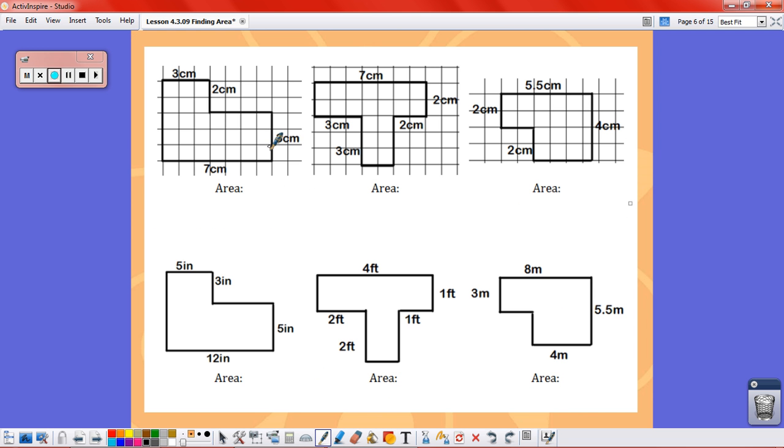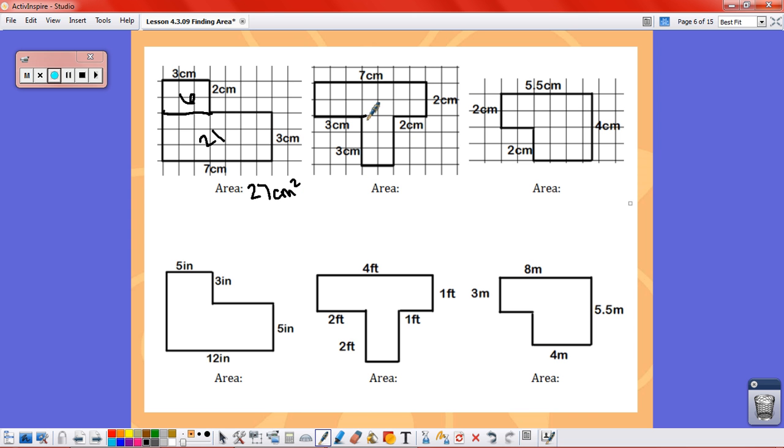Then you have composite figures, and I mean, you still have rectangles, it's just they're kind of stacked on top of each other. So you have a 3 by 2 rectangle, or 6, and then a 3 by 7 rectangle, or 21. Then you could count 3, 6, 9, 12, 15, 18, 21. And you put 21 and 6 together and you get 27 centimeters squared.